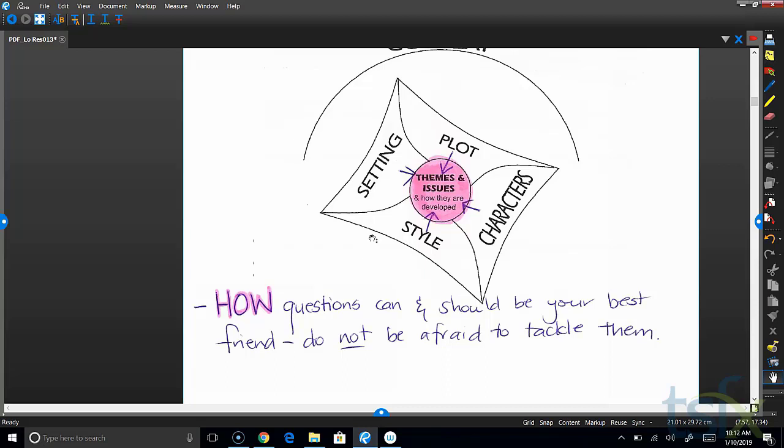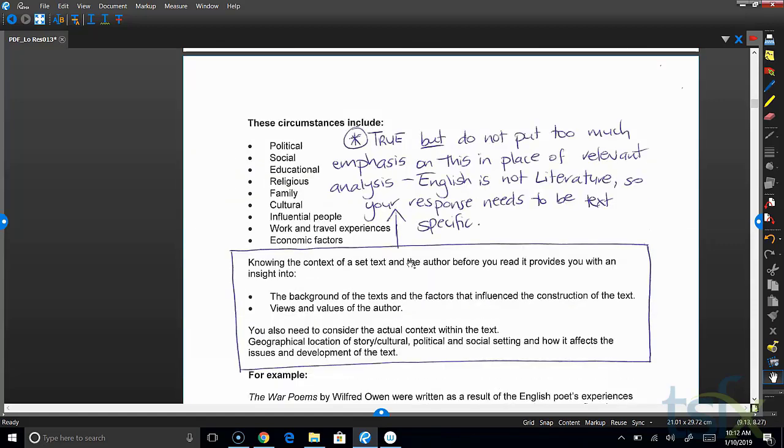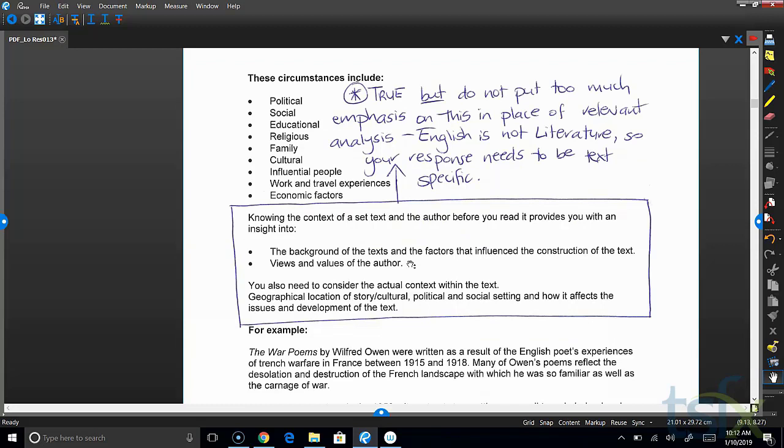Okay, so how is perfect because each of these things can be a paragraph explaining how it was used to explain that message or purpose. Don't be afraid of them. We'll talk about how questions a little bit later.